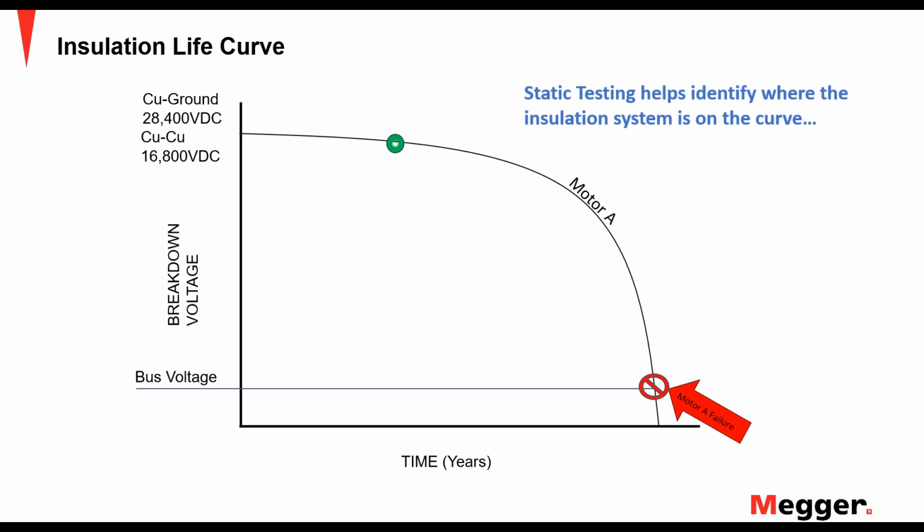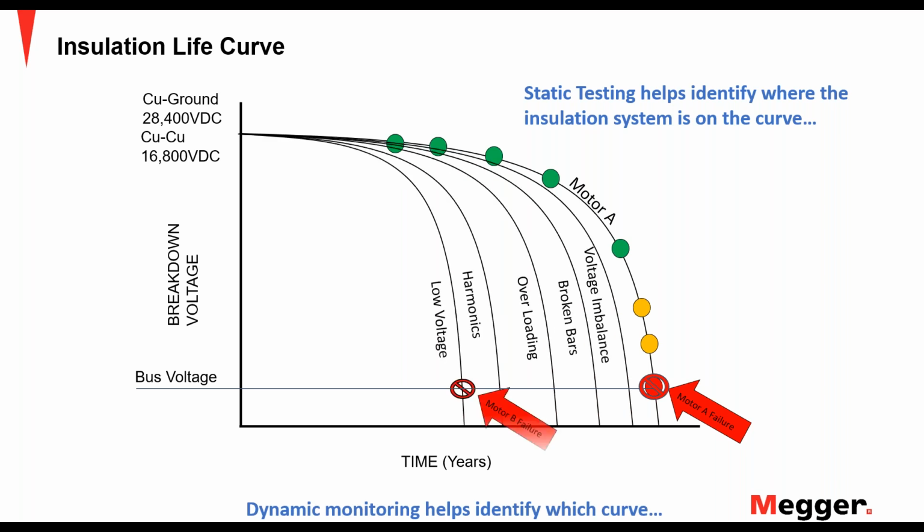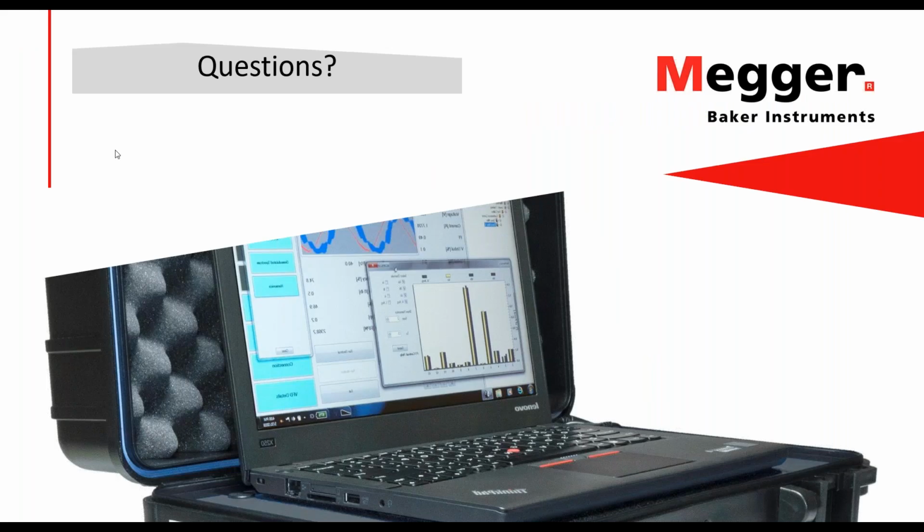So we'll end here with the life curve. Static testing helps us define where the insulation is on that life curve, and dynamic motor monitoring helps us determine which curve it's on. It gives us a picture of that environment and a chance to correct that environment, so that we're sending that motor on to a better curve. So at this point, I would entertain any questions.